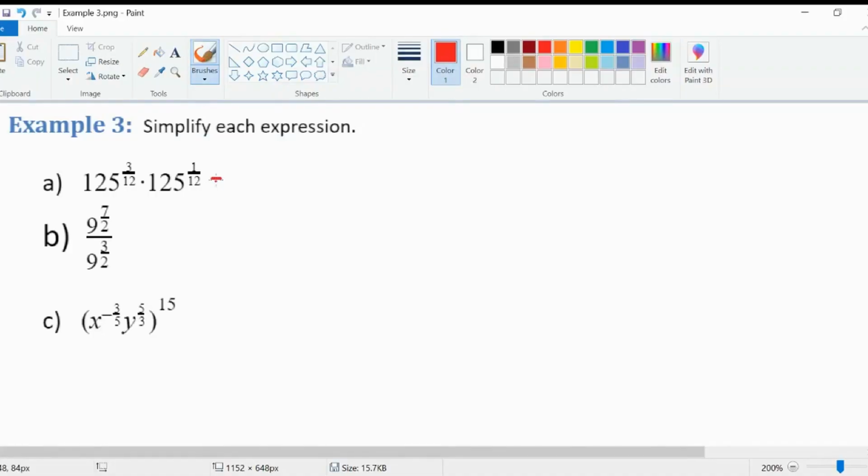Plus 125 to the 1/12th. Since both bases are 125, that means that I can use my power rule of adding the exponents. Since they're multiplying, I can add them together. So I take 3/12 plus 1/12, and that's going to be 125 to the 3/12 plus 1/12. That's going to be 125 to the 4/12, and 125 to the 4/12 is going to simplify down to the 1/3. Now that is like the cube root of 125, but you can also put that into your calculator, 125 to the 1/3, and you will get 5. So that's like we did in example 2.